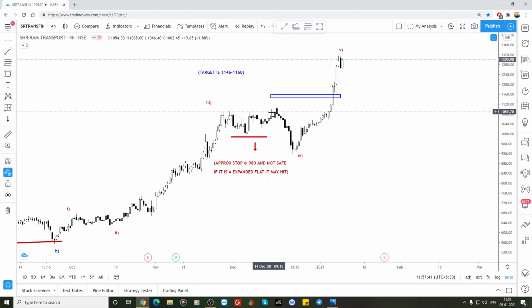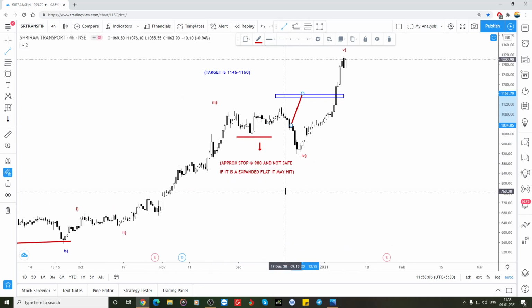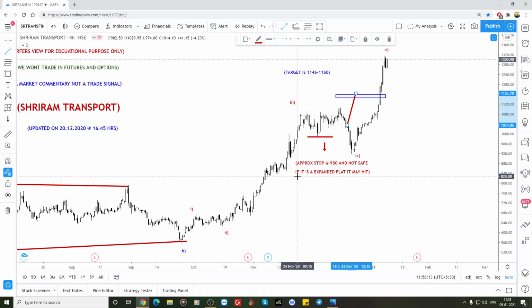So what I did here is, I thought it could be a running flat, and I bought here at 1030. The low is 1018, and I bought after this green candle, at the high, right? From here I thought it had to go and reach my target, but I placed the stop loss here, and I have already shared it with my community also. The stop loss is approximately 980 and not that safe. If it is an expanded flat, it may hit. It already did that same thing.